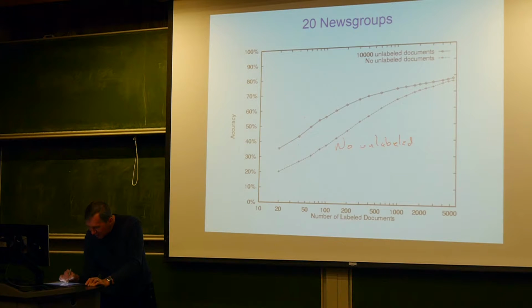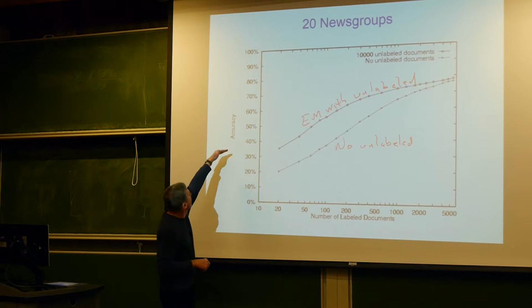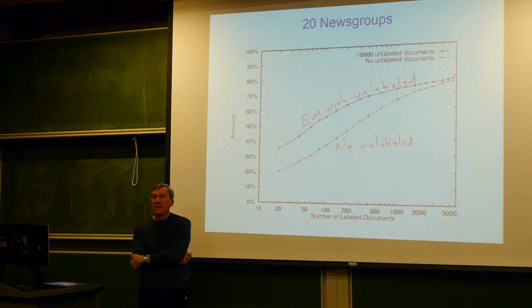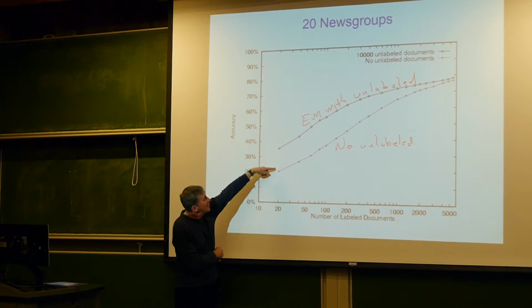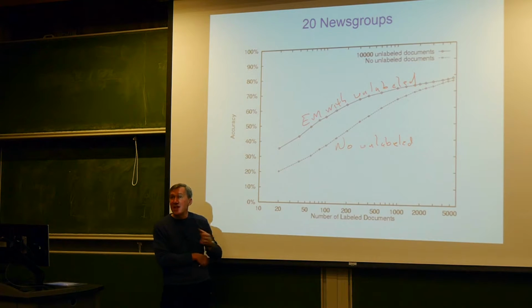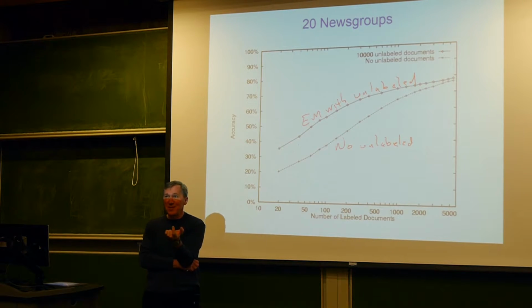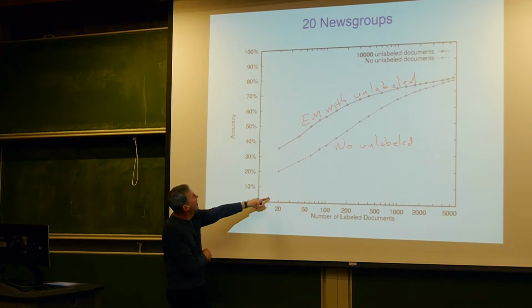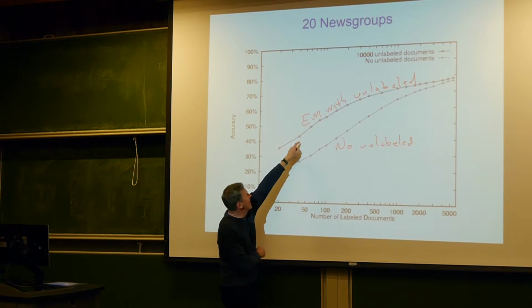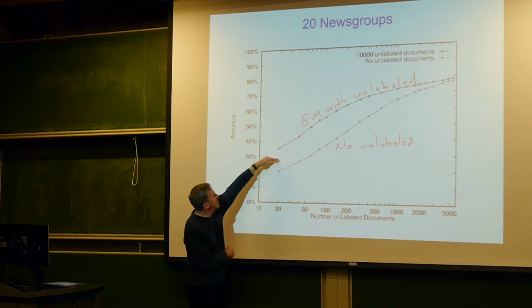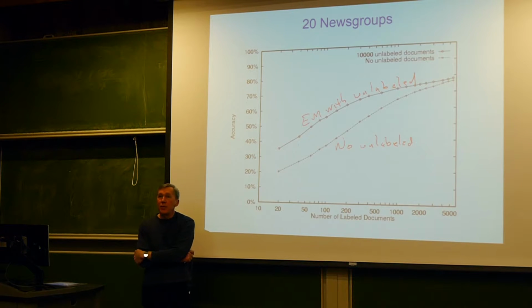And here you have EM with unlabeled data. This is the accuracy of the classifier evaluated on a separate test set, cross-validated. And you can see, in fact, in practice, we do get a boost when we only have 20 labeled examples. That's one example from each of the 20 newsgroups, just one labeled example. In this case, 10,000 unlabeled examples. Then the unlabeled data actually boosts the accuracy significantly over what we would get from that very sparse labeled data.